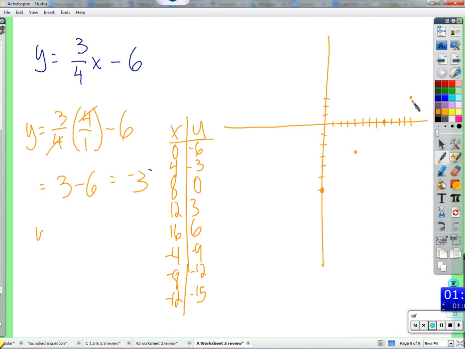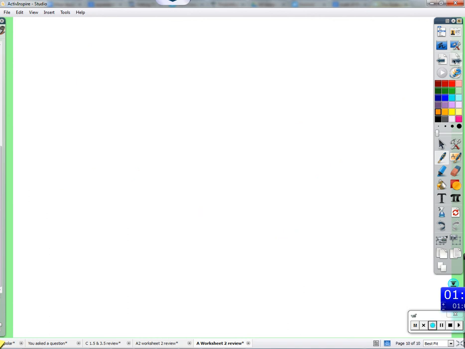So if I were to plot all of the points, how many points are all of the points that you could possibly plot? Infinity. What kind of a shape would we start to see? A line. A line. Okay.